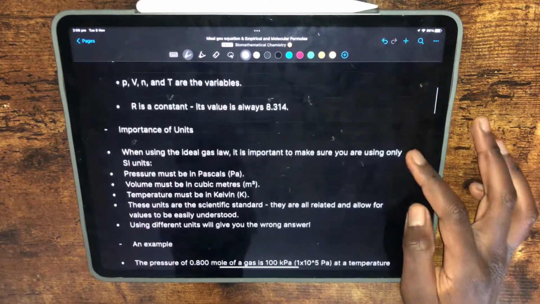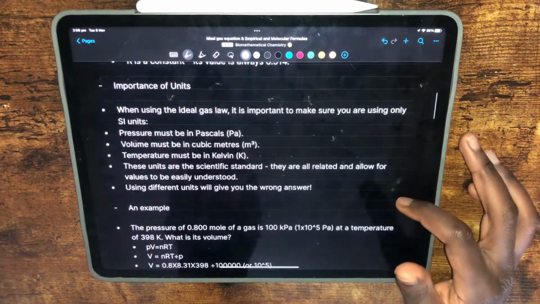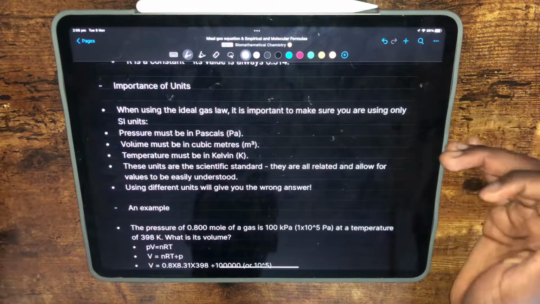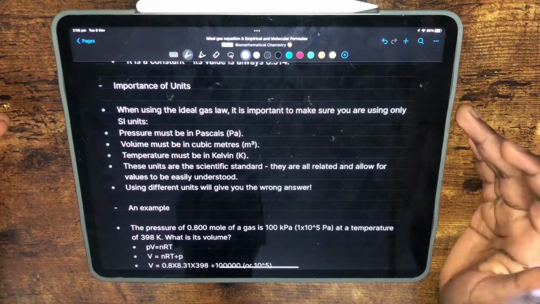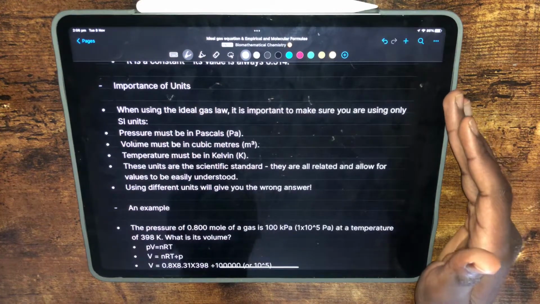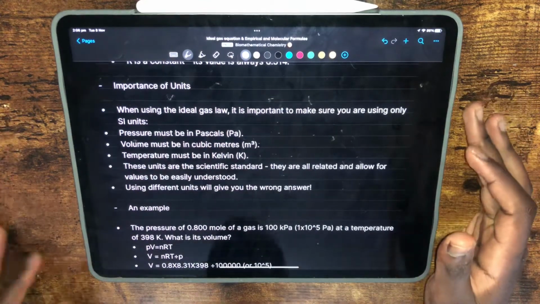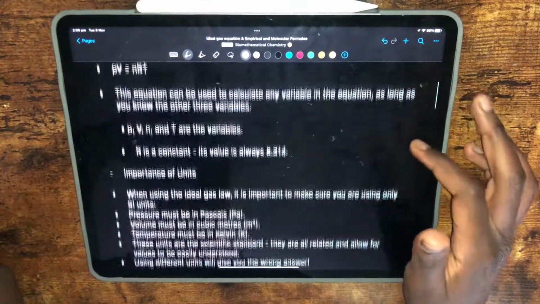The importance of the units. When using the ideal gas law, it's important to make sure that you're using only SI units. This is where most people lose marks when doing these questions. These questions are usually 3 or 4 marks, not too many marks. It's usually just rearranging the equation.